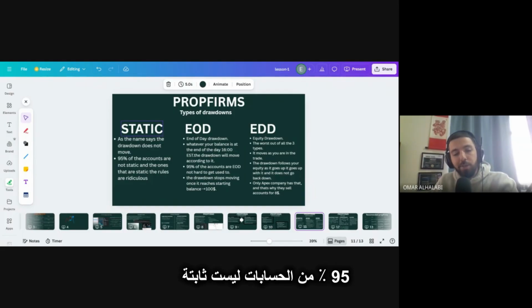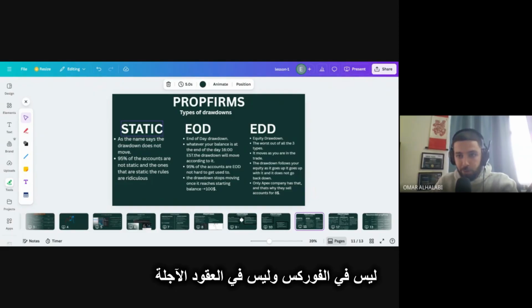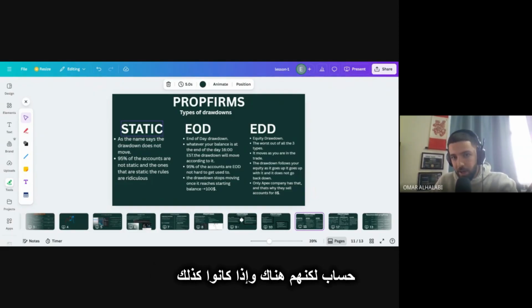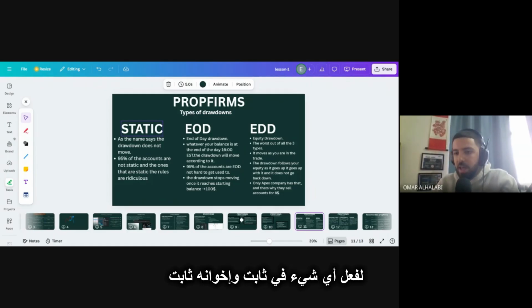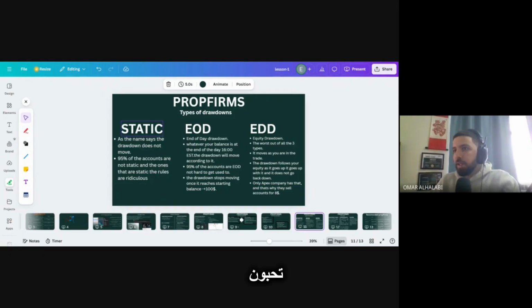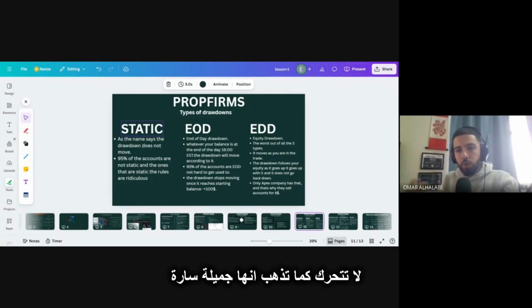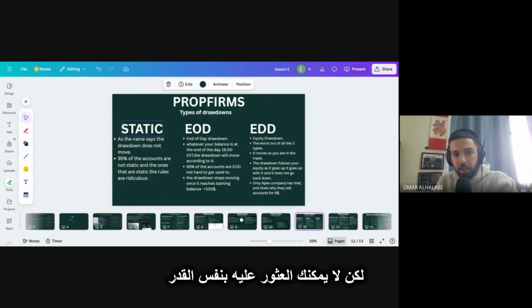90%, 95% of the accounts are not static, not in Forex, not in futures. It's very hard to find a static account, but they are there. And if they are, the prices are insane, or the rules might be very not good, because it's way too easy to pass and to do anything in static. Bro, in static, it doesn't move as you go. It's beautiful صراحة, but you can't find it as much. That's why it's not there that much.